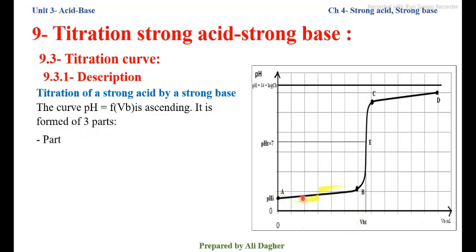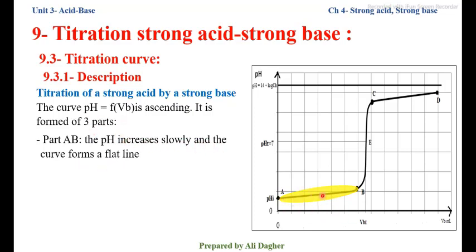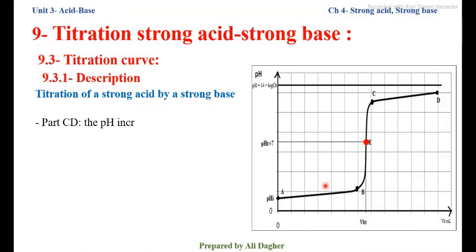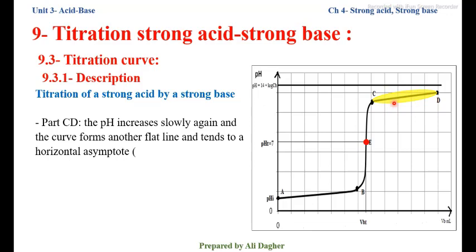Part AB, the pH increases slowly and the curve forms a flat line. Part BC, the pH increases rapidly, jump of pH, and the curve has an inflection point, which is the equivalence point. Part CD, the pH increases slowly again, and the curve forms another flat line and tends to a horizontal asymptote, which is the maximum limit of pH equal 14 plus log CB, which is the pH of the solution in the burette, pH of the strong base. This is the maximum value, the maximum limit of the curve.